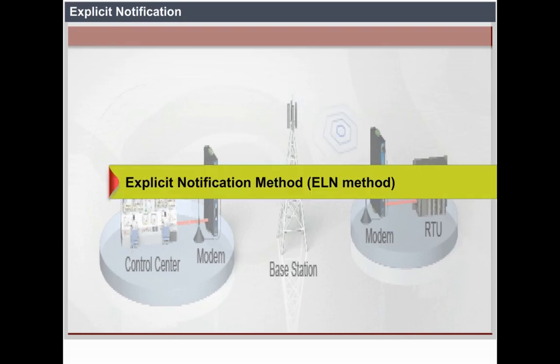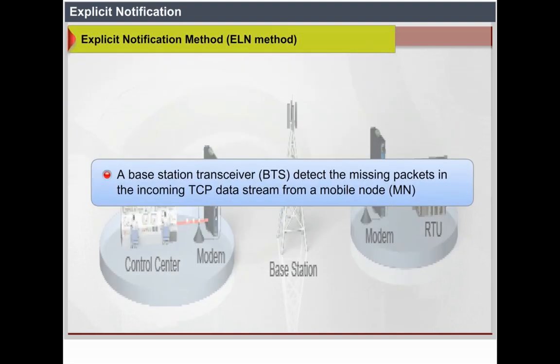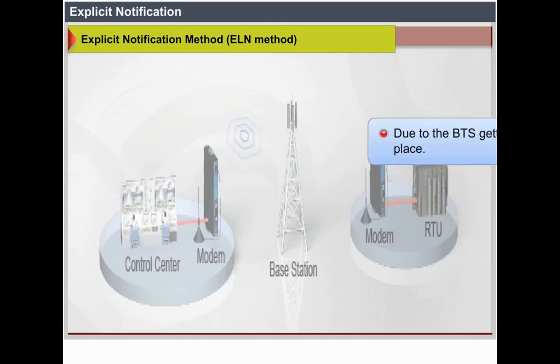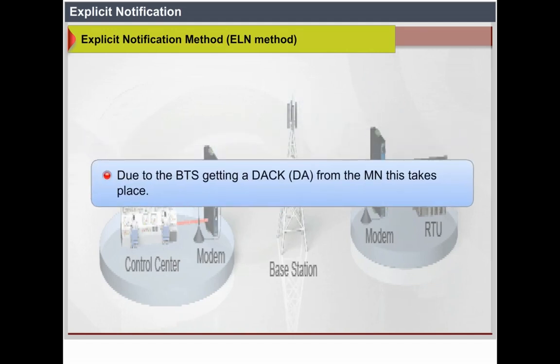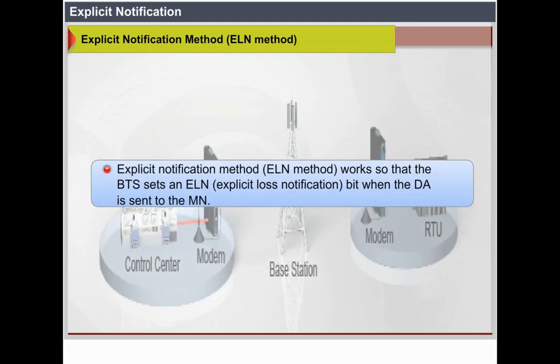Explicit notification method, ELN method. A base station transceiver, BTS, detects the missing packets in the incoming TCP data stream from a mobile node, MN. This is when the BTS gets a DACK, DA, from the MN.